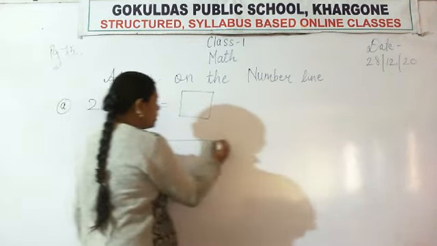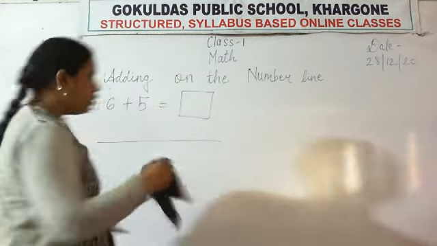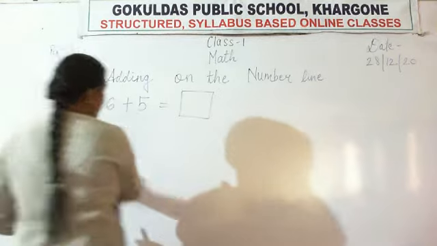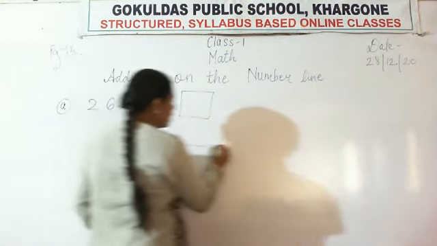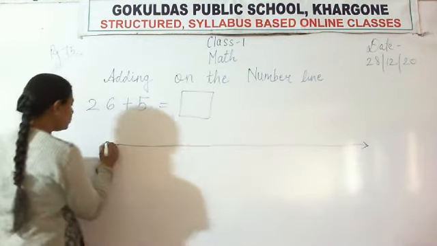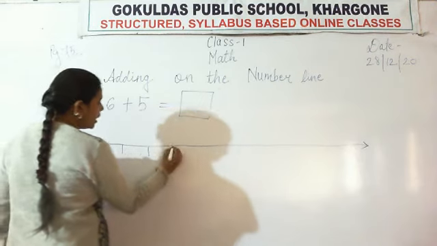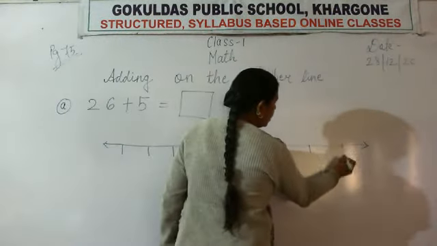The questions that we have done in chapter number 4 depend on number line. Where did we start the number line from? In that question we made a number line from 0. But in this question we will not make the number line from 0. Okay.